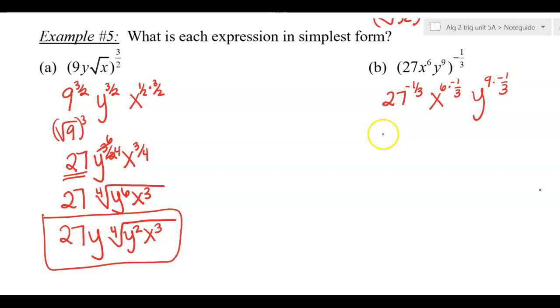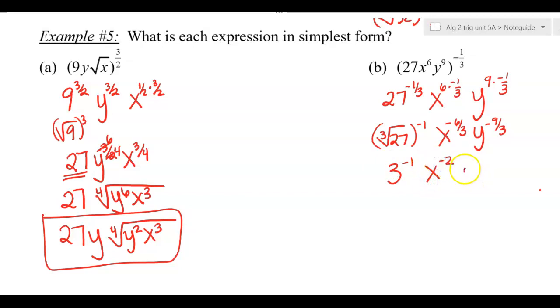And so we're going to have the cube root of 27, but that's to a negative 1 power. We have x to the negative 6/3 power and y to the negative 9/3 power. And both of those powers reduce. So cube root of 27 is 3, but it's still raised to the negative 1. Negative 6/3 is the same as negative 2. And negative 9/3 is the same as negative 3.